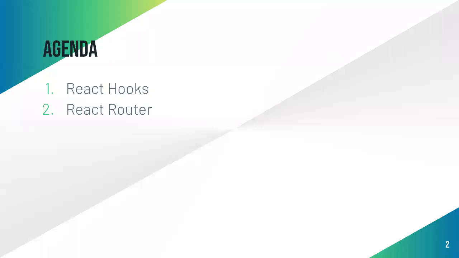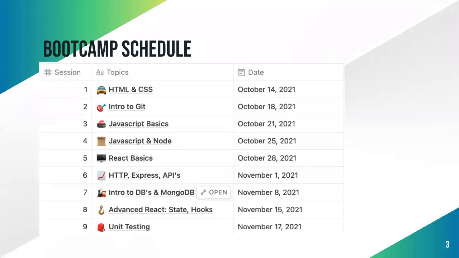So today's agenda, we're going to go over React hooks, which is a more advanced part of React, and then we're also going to go over React Router. We've seen that a little bit in the project milestone, but a lot of people were asking about it, so we thought we'd cover it in more detail today. And then just a reminder, today is number 8, so we're going over advanced React. And then you can see there's one more unit testing session that's going to be asynchronous and released to you all. I believe it's going to be on Thursday.